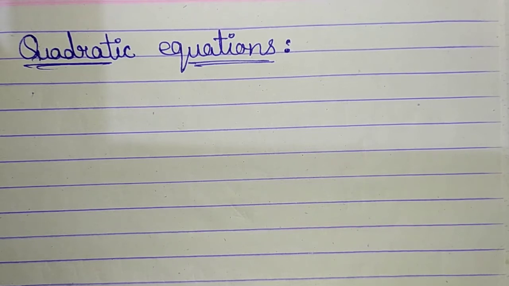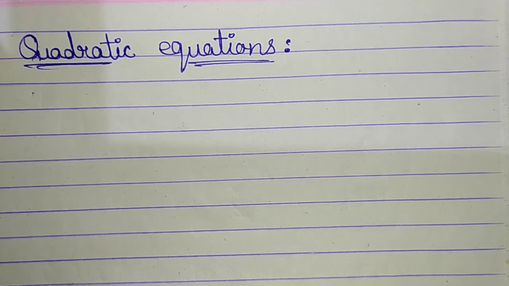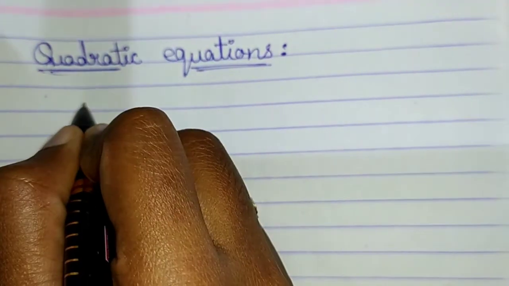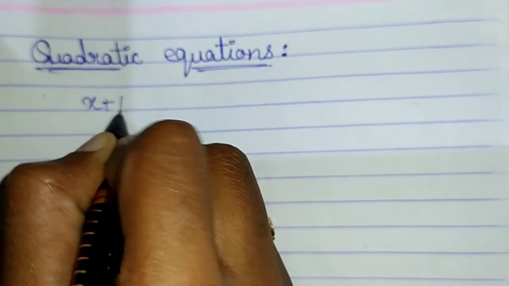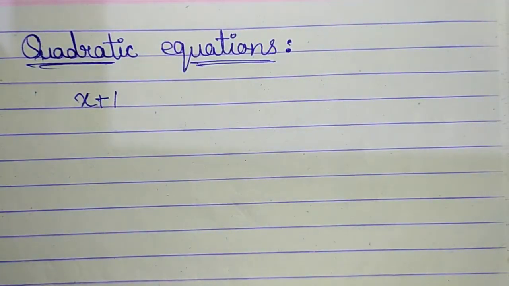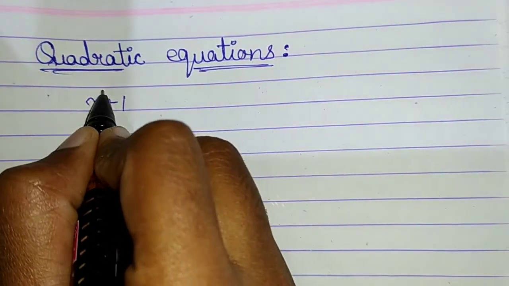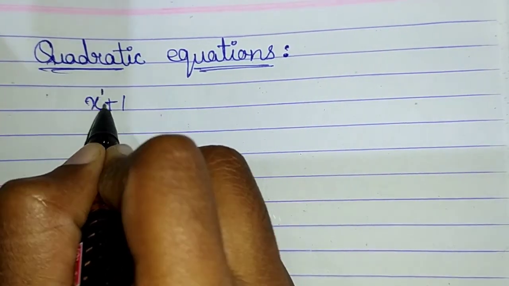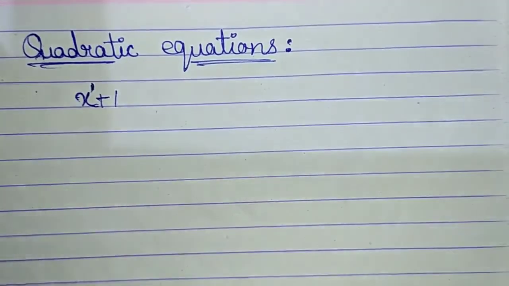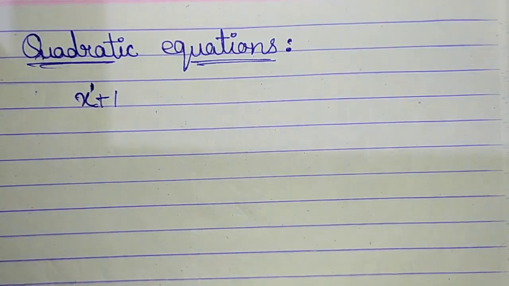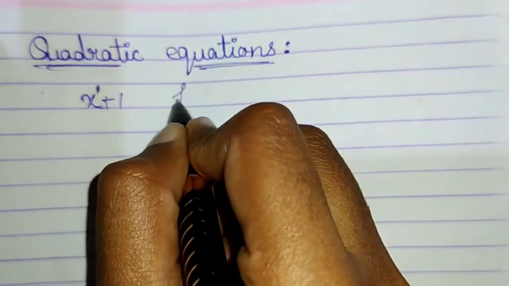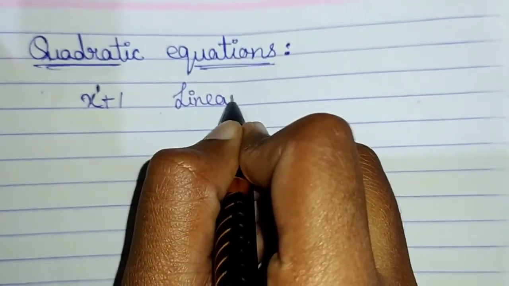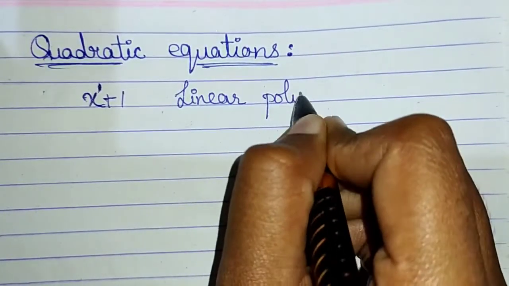Previously, we have studied about polynomials and their various types. We have learned that this x plus 1 is a polynomial with degree 1. Here degree means the power of the highest power of the expression. Here the highest power of x is 1. So this is a polynomial with degree 1. We also call it a linear polynomial.